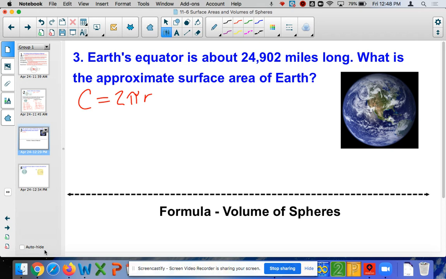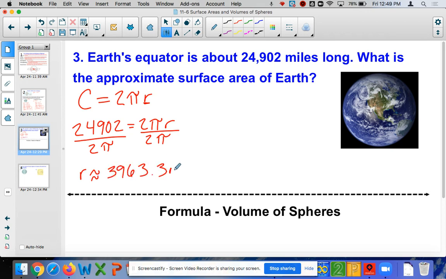We want to find the radius. So here we go. 24,902 equals 2 pi r. Divide each side by 2 pi. I'm going to leave it as the symbol, but we are looking for a number. So take 24,902, divide it by 2, and then divide it by pi. I would get 3,963.3 miles. Here is how I would approach doing this one so I can get the most accurate answer.